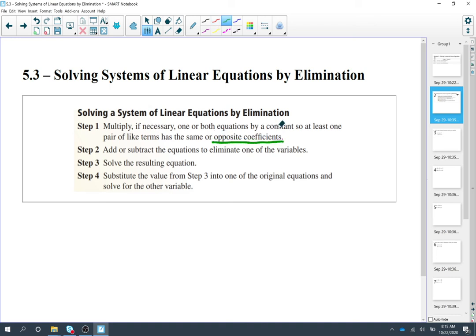Step 2. Add or subtract the equations to eliminate one of the variables, and we are going to get rid of subtract. We are going to add. Step 3. Solve the resulting equation, and then step 4, substitute the value from step 3 into one of the original equations and solve for the other variable.